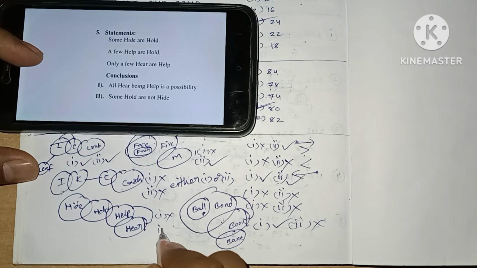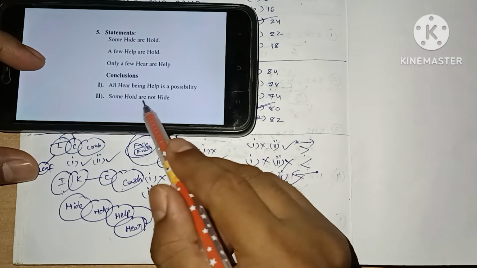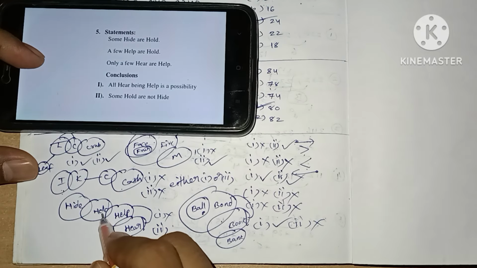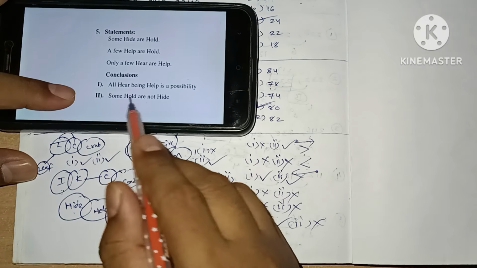Second conclusion, some hold are not hide. Here we see not, so we check whether all hold can be hide. All hold can be placed inside hide. It is possible. If the all case is possible, the some-not case fails.